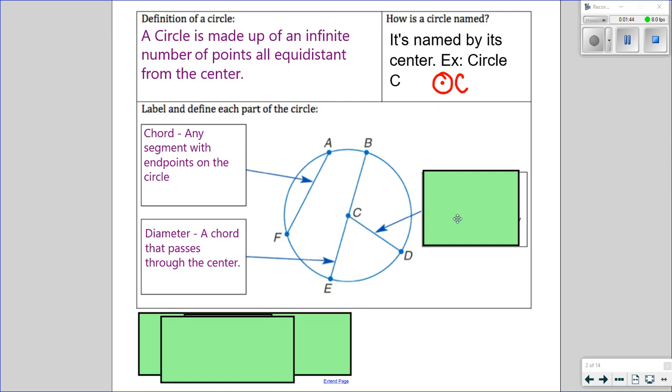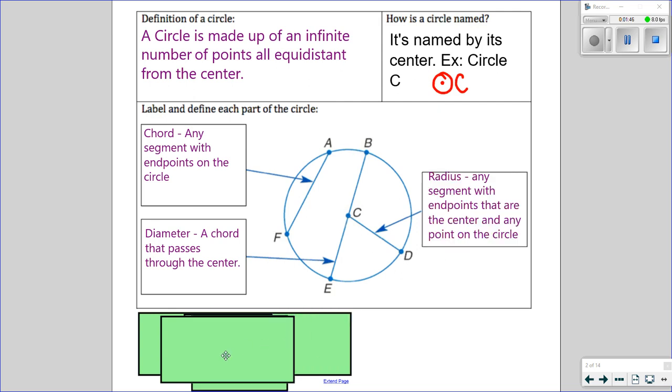And then CD is called the radius. And it's any segment with endpoints that are at the center and on a point on the circle. So CD starts at the center and then it goes to another point that is on the circle. So we have chord, diameter, and radius. And also the plural of radius is radii.